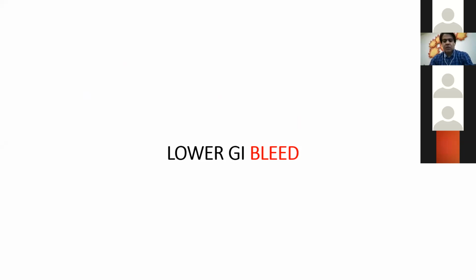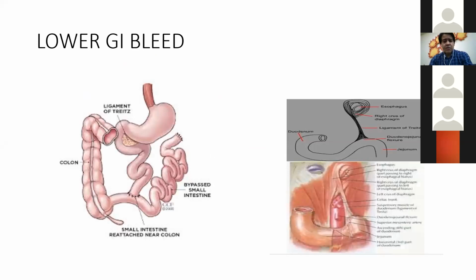is a lower GI bleed. The upper GI bleed is not my topic. We will concentrate only on the lower GI bleed. So I would like to recall the anatomical knowledge regarding the lower GI bleed.